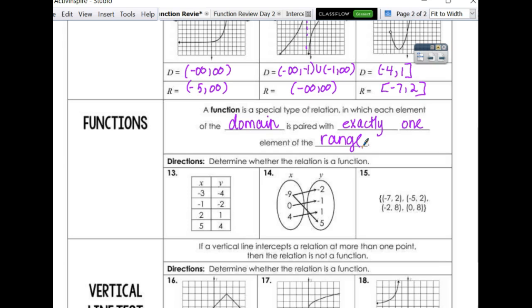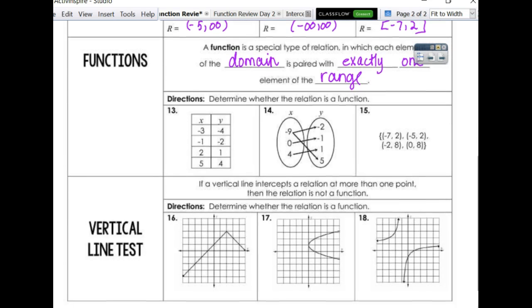so a function is a special type of relation in which each element of the domain is paired with exactly one element of the range. So look at number 13. We've already talked about this. If the x's don't repeat, it's a function. Do any of the x's repeat? This is yes. Number 14. Do any of the x's repeat? Yes. The 9 right here, it goes to 2 elements, so this is a no. Do the x's repeat? So this is a yes.